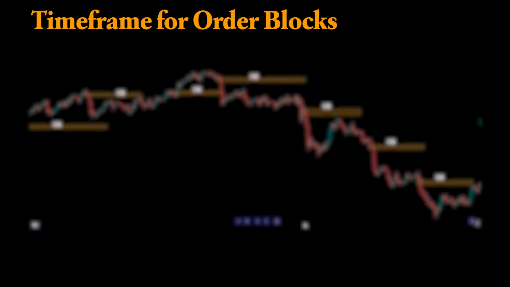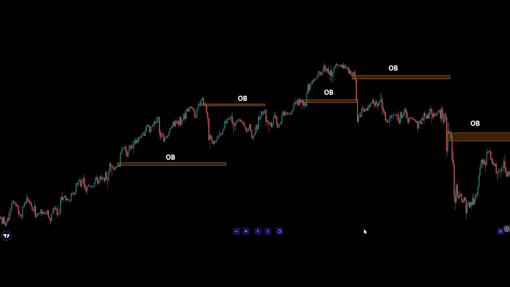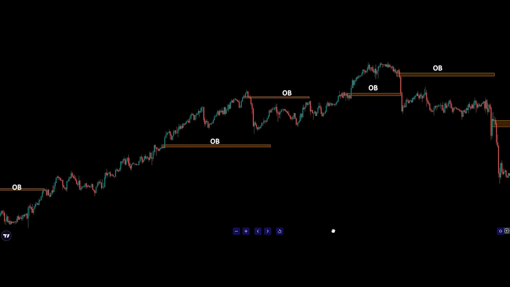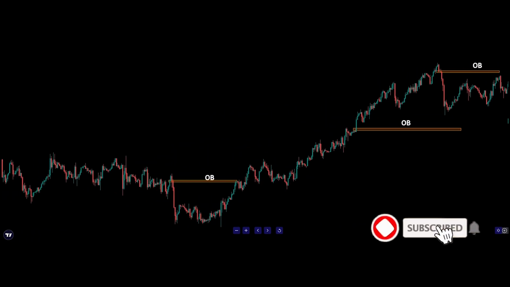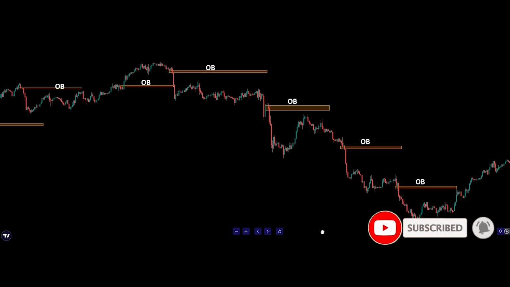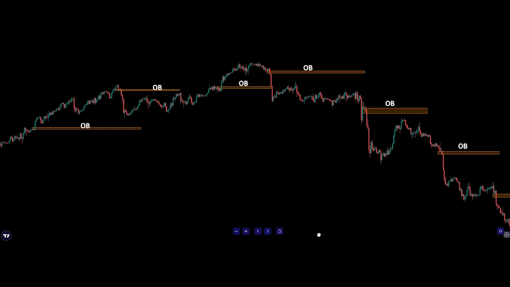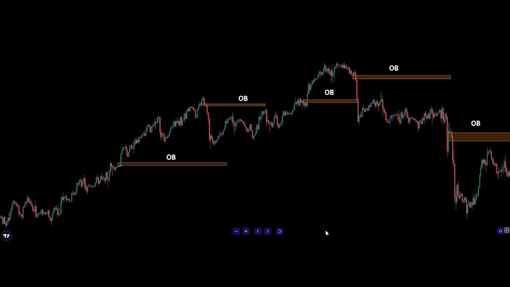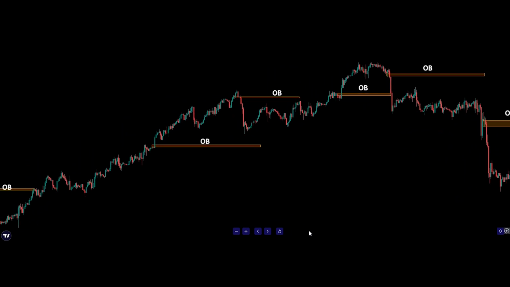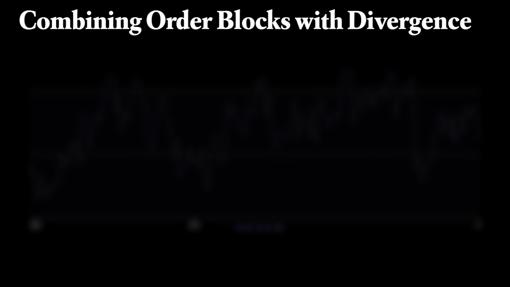Time frame for order blocks. Order blocks can be found on different time frames, but the 1-hour time frame is one of the best, offering good reliability and frequency. To refine your entries further, you can shift to lower time frames for additional confirmation. After identifying the order block in the 1-hour time frame, switch to the 5-minute time frame and combine it with another powerful tool. Combining order blocks with divergence.